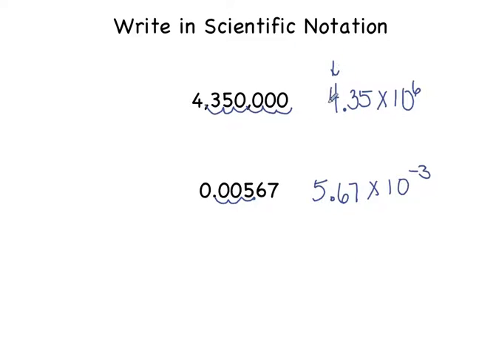Did I say that right? I moved my decimal place 6 digits to the left to get here. It's 10 to the 6th. To get my decimal place after the 5, I've moved my decimal place 3 digits to the right. So if I move to the right, it's a negative exponent. If I move to the left, it's a positive exponent. So 4.35 times 10 to the 6th, and this one's 5.67 times 10 to the negative 3rd.